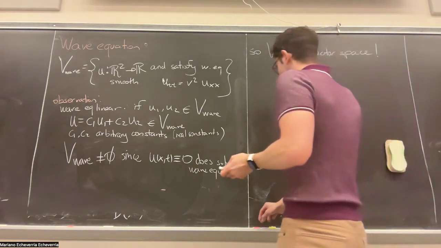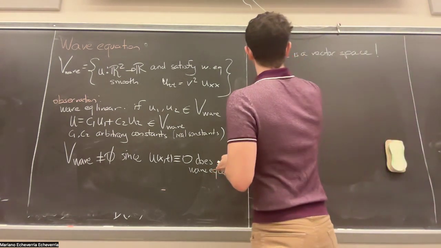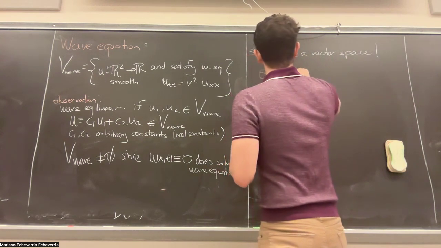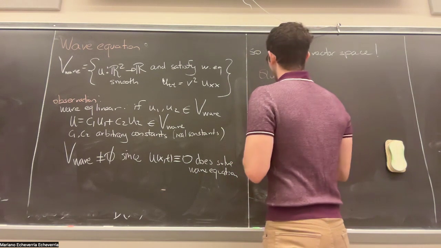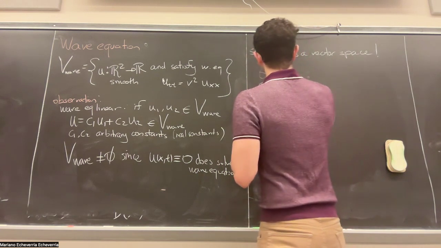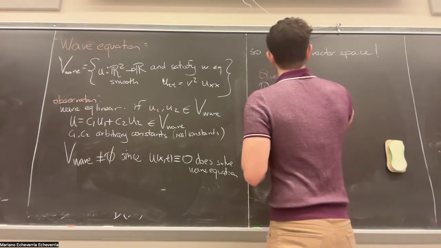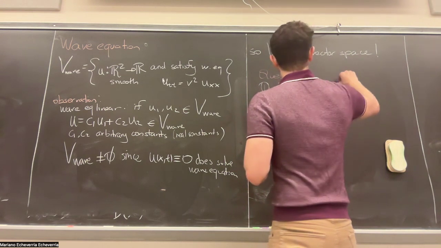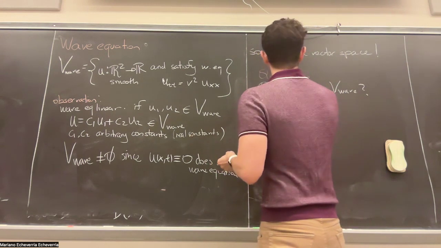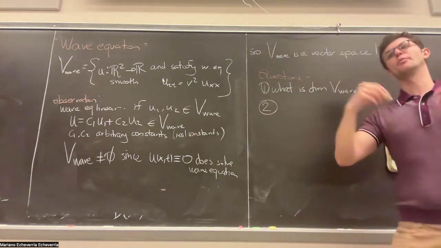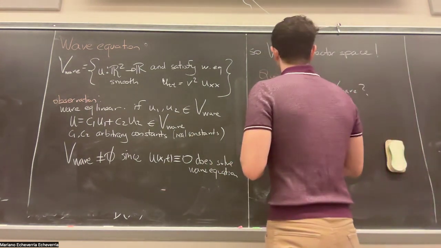But the two main questions, which are kind of related, are: what's the dimension, right? What is the dimension of this vector space over the real numbers? And can you find a useful basis, for example?